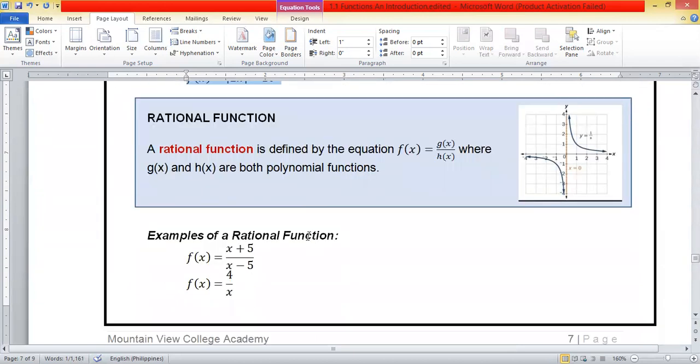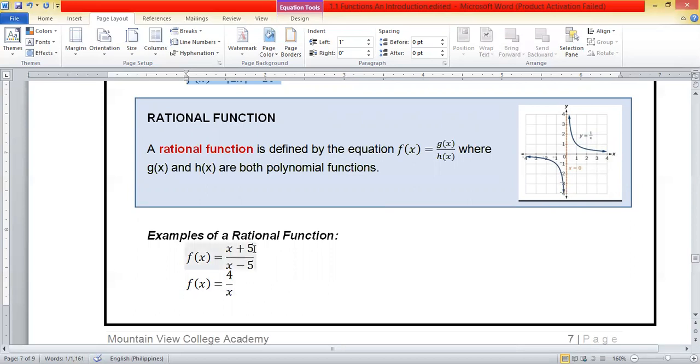Next one, the rational function. A rational function is defined by the equation f of x equals g of x over h of x, where g of x and h of x are both polynomial functions. Its graph looks like this one. It's asymptotic. What do you mean by asymptotic? It goes nearer and nearer to the asymptotic line, but it will never cross the asymptote.